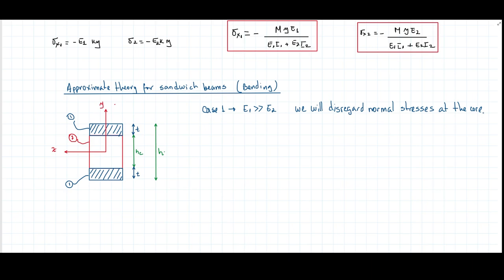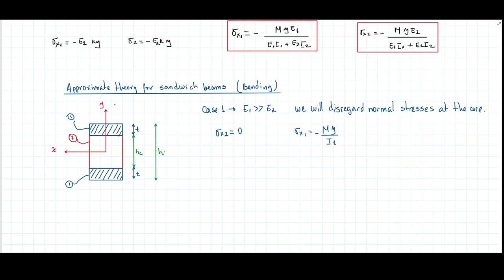Then if this is the case, the normal stress at 2 is not going to be exactly zero, but in comparison it is something that we're not going to use. But then it means that the stresses on the plates, the outer part of that sandwich beam, are going to be represented like My over I1, as if it were just one material. The only thing is to know, okay, how much is I1?